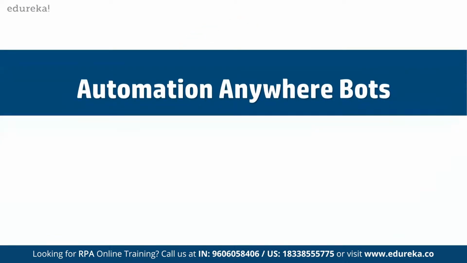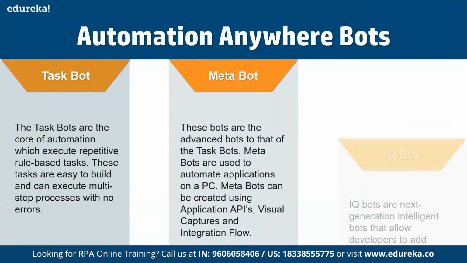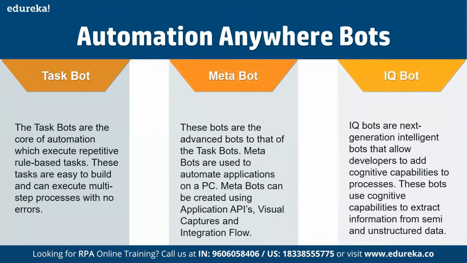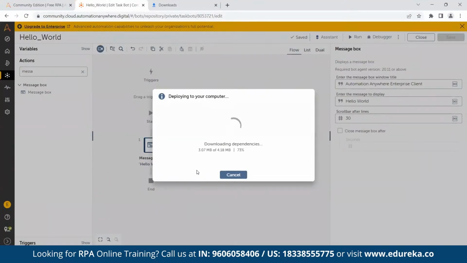Now, there are different types of bots that we have in Automation Anywhere. One is a task bot, and the other is IQ Bot. Metabots used to be there earlier, but now they are no longer there. So this is a task bot. A task bot is simply the kind of bot that we have created, a bot that simply does the RPA task.